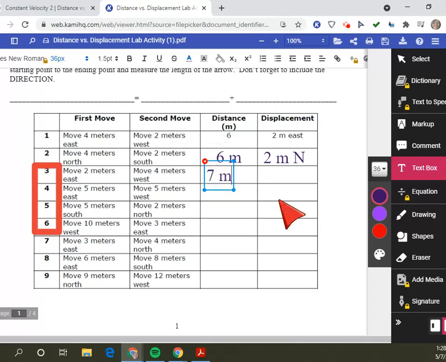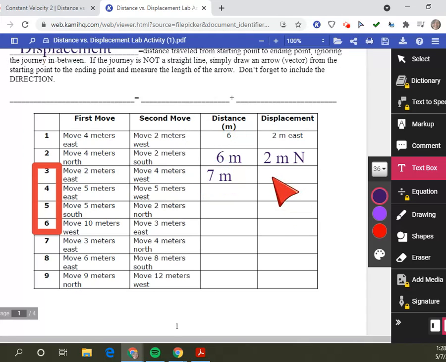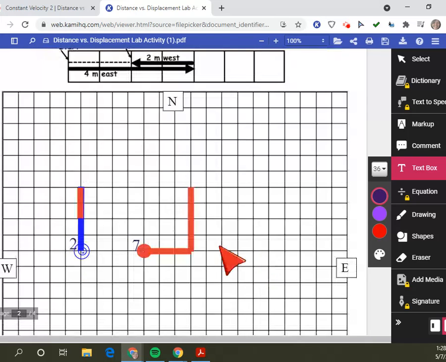All right, that was 7 meters total. But our displacement is where we get a little bit different, because the distance between where I started and where I ended, the shortest distance, is a straight line. Have you ever heard that? The shortest distance from point A to point B is a straight line. Well, that's not a straight line. There's a bend in there.